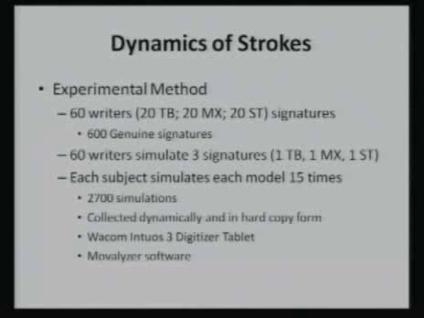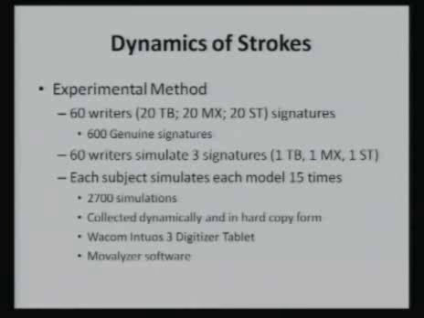So we had 60 writers, divided into their signature style: text-based, mixed, or stylized. A text-based signature is one that you can look at and know the person's name. A mixed style signature is one that's written half in text and half stylized. And a stylized signature is one that you look at and say, I have no idea what that person's name is. So we collected 600 genuine signatures. Then we had 60 different writers simulate 3 signatures, one text-based, one mixed, and one stylized.